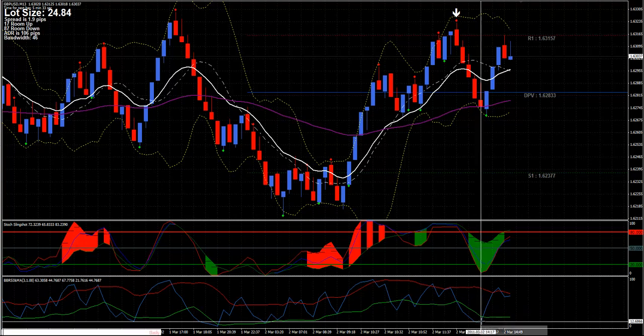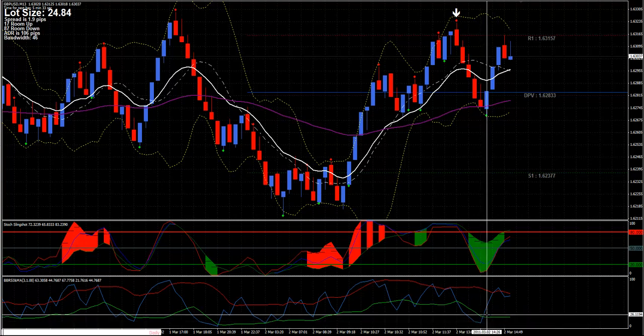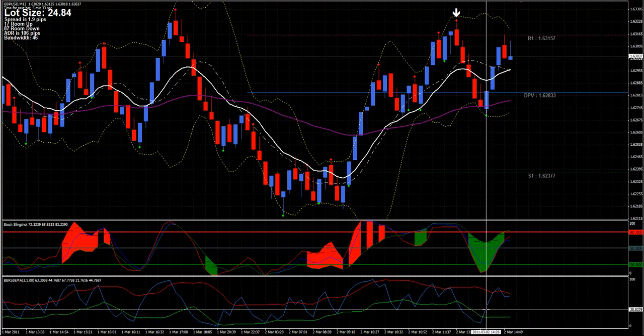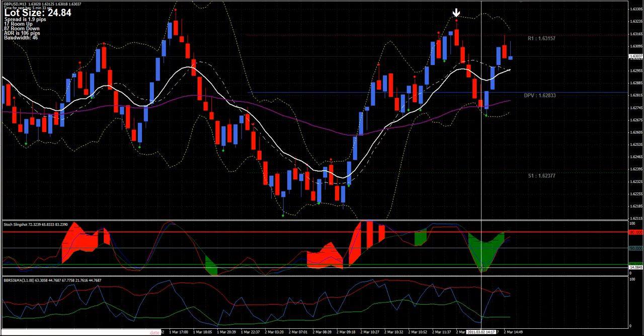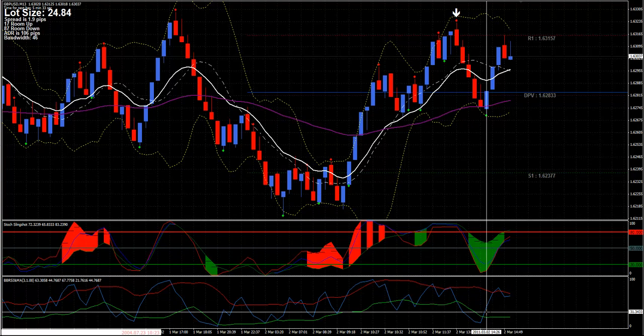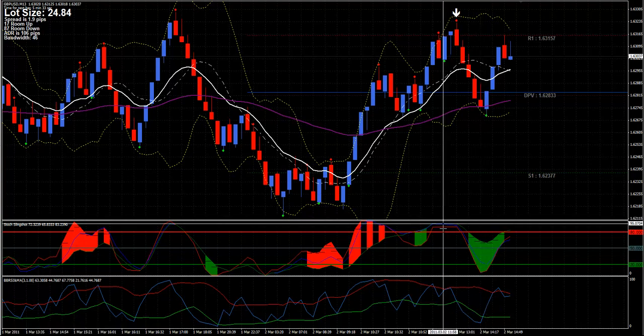What we're looking for in the trade setup is actually for the RSI to move back in after it crosses down. We have that at 1426. That is the first condition for the setup. The second condition is here.